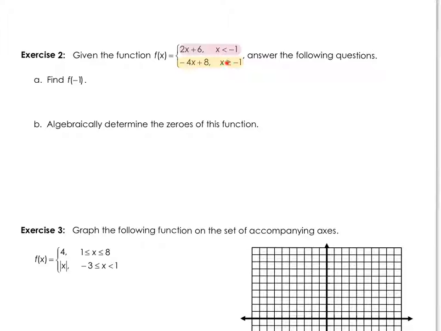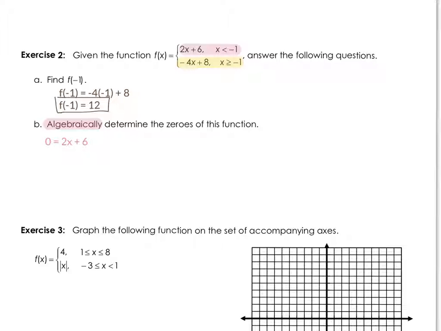Is negative 1 greater than or equal to negative 1? Well, it's equal to, so that means that we're going to use the yellow function to find f of negative 1. So I get negative 4 times negative 1 plus 8, and then when I simplify that, and again we can do that with our calculator, I get 12. So f of negative 1 equals 12. Now the next piece tells me to algebraically determine the zeros of the function. So the zeros, that means that it's crossing the x-axis, which means the y value is 0. So I'm going to plug in y equals 0 and then solve for x.